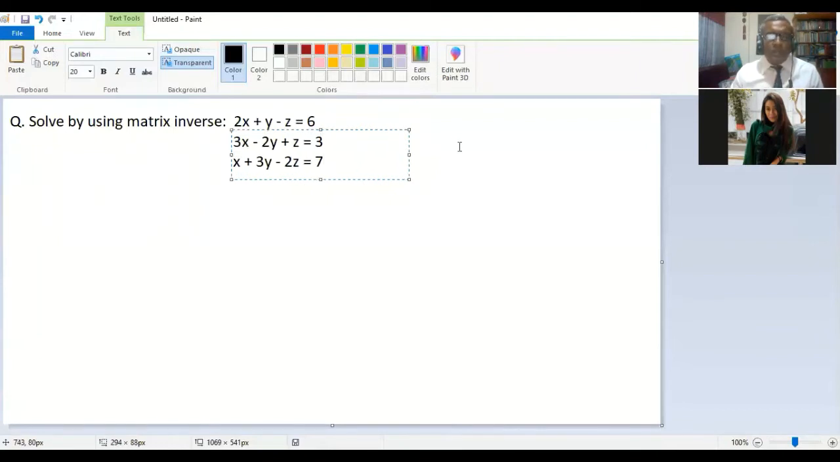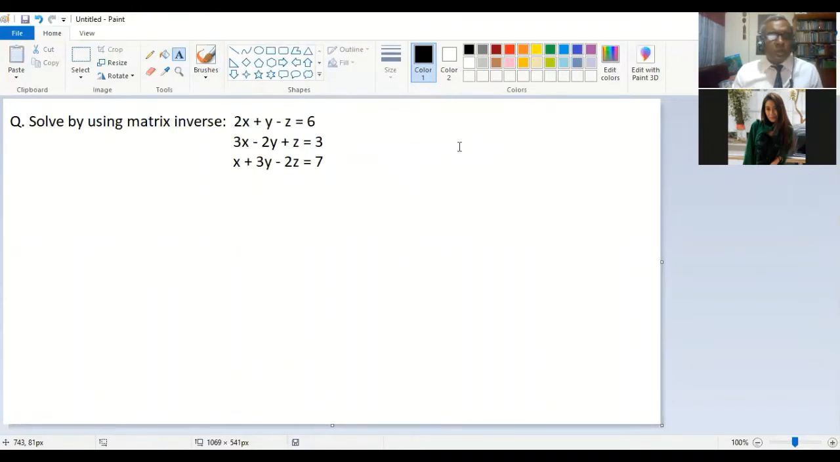That is, we will find the x value, y value, z value, and we will use matrix inverse. So how will you start answering the question? You will write these equations in matrix format. So in matrix format, you write like 2, 1, minus 1, and then 3, minus 2, 1, and then 1, 3, minus 2.